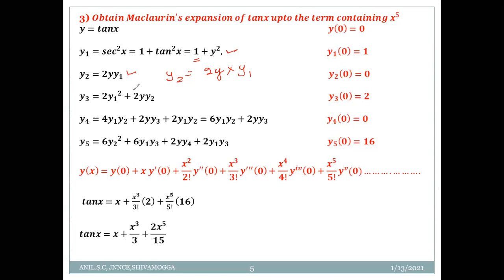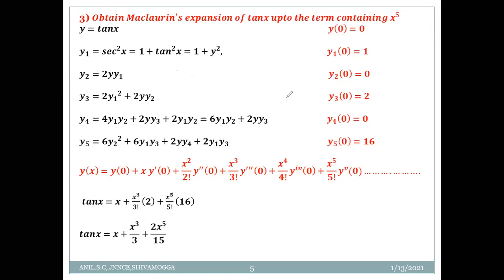When x is equal to 0, this will be y2 of 0 is equal to 2y into y1, but y is equal to 0. And 0 into anything is 0. Therefore, y2 of 0 is equal to 0. Second derivative is equal to 0.